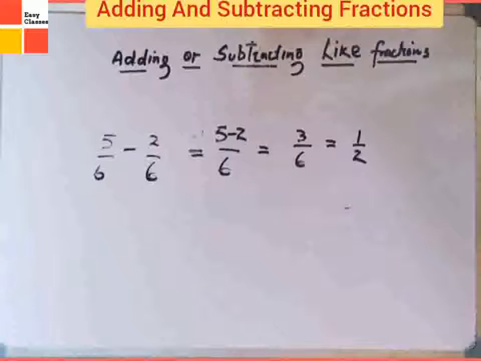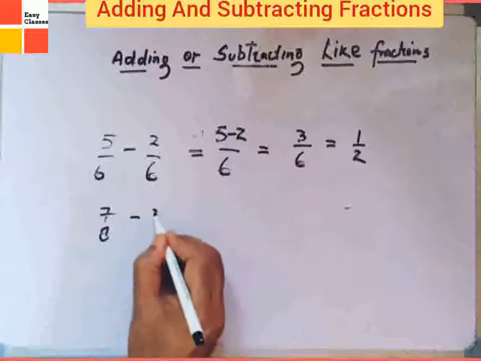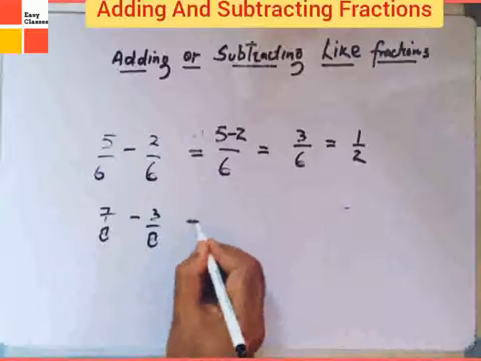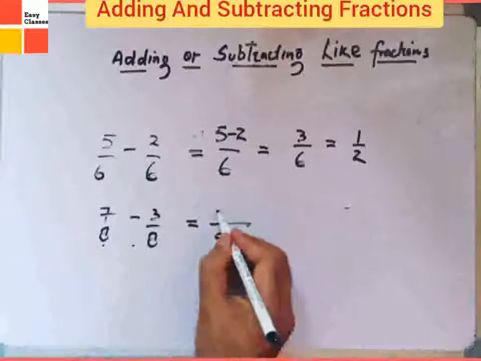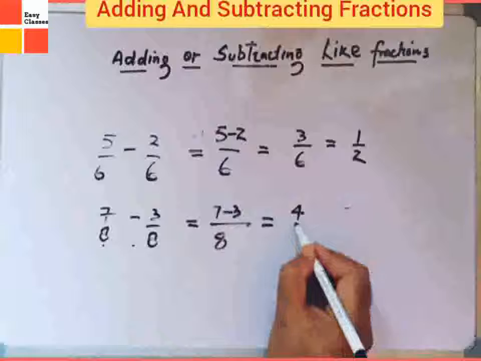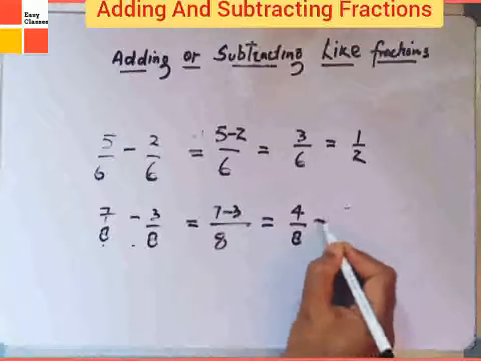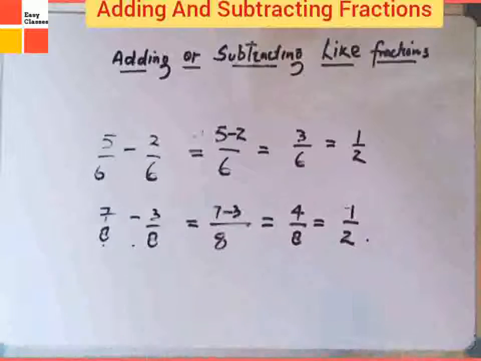You can take another example: 7 divided by 8 minus 3 divided by 8. What you have to do is take the common denominator, 7 minus 3 is equal to 4 divided by 8. You can reduce that. 4 ones are 4, 4 twos are 8. So this is how we subtract like fractions.